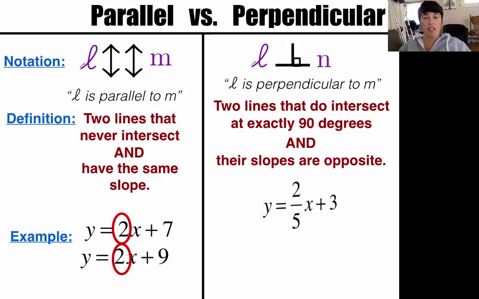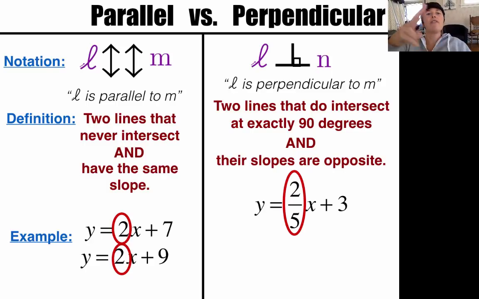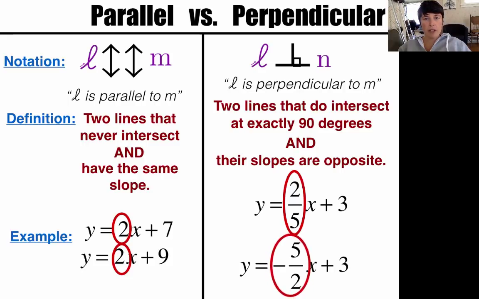Here's an example of perpendicular. Let's say I had a line that was y equals 2/5 x plus 3. Now my slope is 2/5. Perpendicular lines have opposite slope. So 2/5, the opposite, would be to flip it to 5/2. But I also have to change the sign. If it's a positive slope, my perpendicular line has to have a negative slope. So it'd have to be y equals negative 5/2 x, and then it could be plus 3 or plus 10 or plus whatever. But that opposite slope is what I'm looking for.